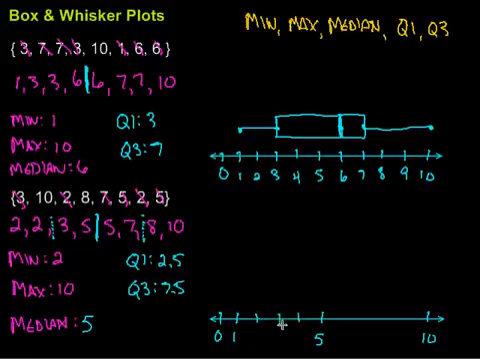Get all of our stuff set out here. Just like so. Okay, then I'm going to plot each of my points. So the minimum is here at 2. My maximum is over at 10. The median is at 5, right here. The first quartile is at 2.5, so that's going to fall right between 2 and 3, right about there. And finally, my third quartile is at 7.5, so that would be right there.